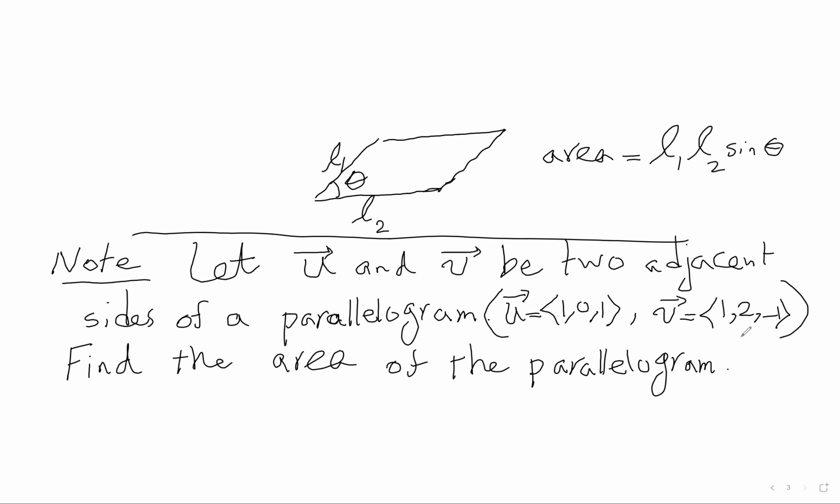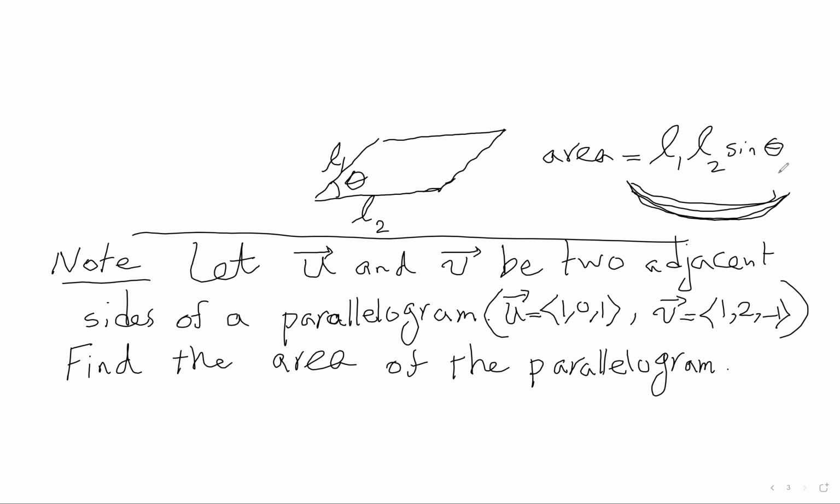So instead of using this formula, L1 times L2 times sine of theta, which is not given here, as I said, using the dot product I can find theta, and after that I should find sine of theta. But even before this formula, I know that this formula is equivalent to finding the length of U cross V.